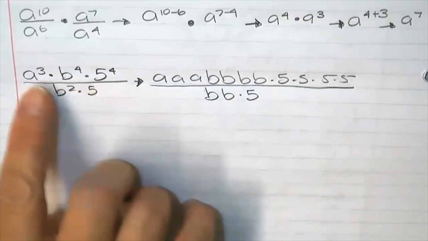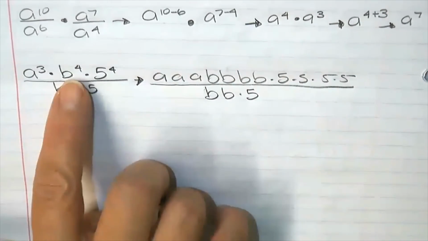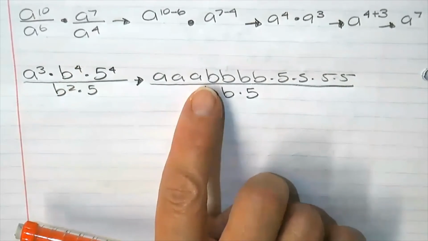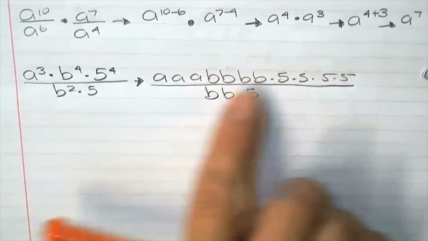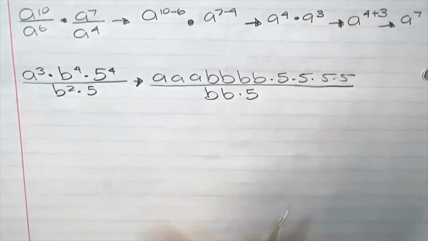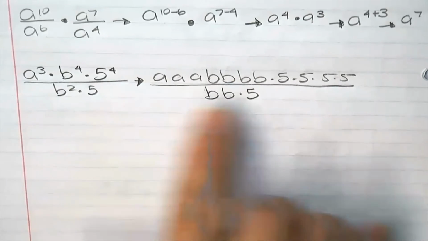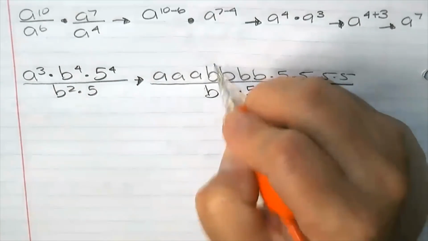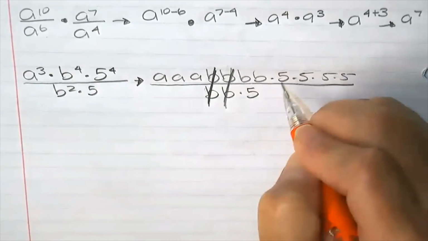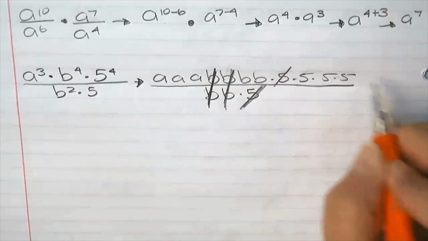So I'm just following this. I've got a to the 3rd power, which means a is a factor 3 times. B to the 4th power, so I have 4 b's, 1, 2, 3, 4, and 5 to the 4th power. So I'm multiplying 5 4 times. B to the 2nd power, I've got 2 and 5. Now these guys cancel. My b's cancel. I have a 5 that cancels. And what am I left with?